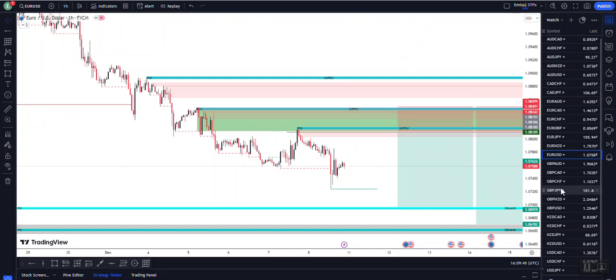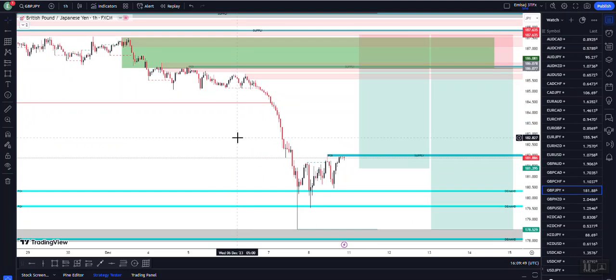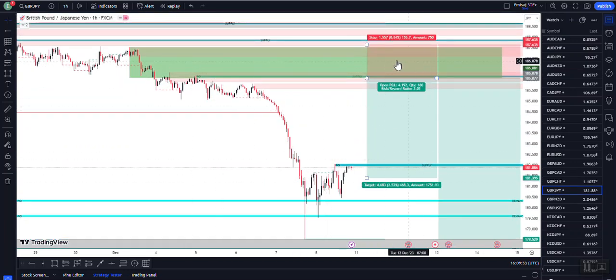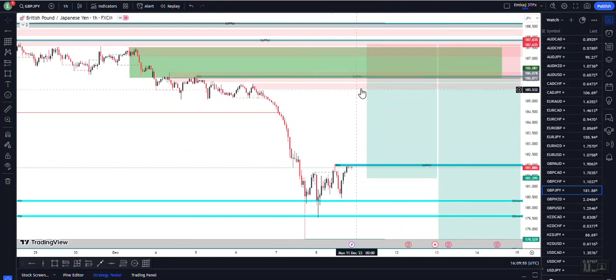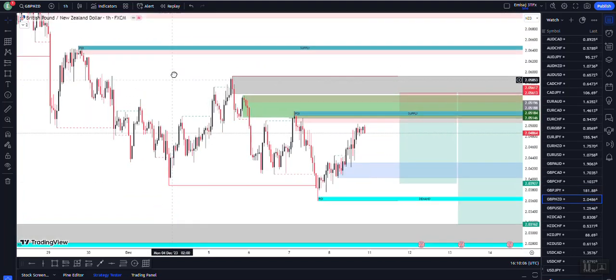Another pair I'm looking out for is GBP JPY. GBP JPY, I'll be looking forward to selling it if price pulls back into this area meeting my criteria, right? Then GBP NZD is the next pair I'm looking at. GBP NZD also looking for a sell.